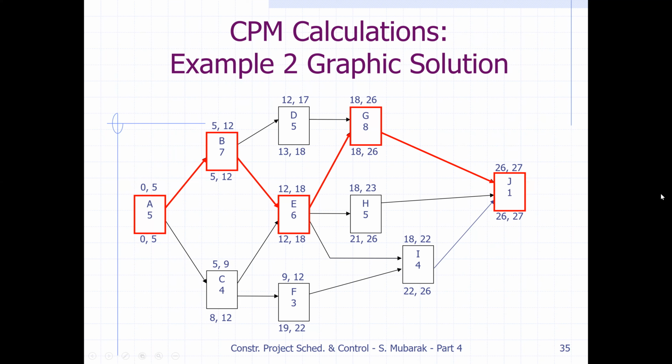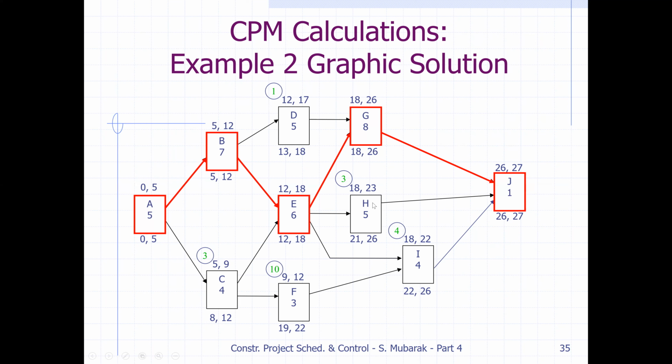Now, for the other activities, we can find the total float. For C, the total float is 8 minus 5, which is 3. For F, it is 19 minus 9, which is 10. For H, it is 21 minus 18, which is 3. For activity I, it is 22 minus 18, which is 4. And similarly for D, it is 13 minus 12, which is 1. So we find the total float.